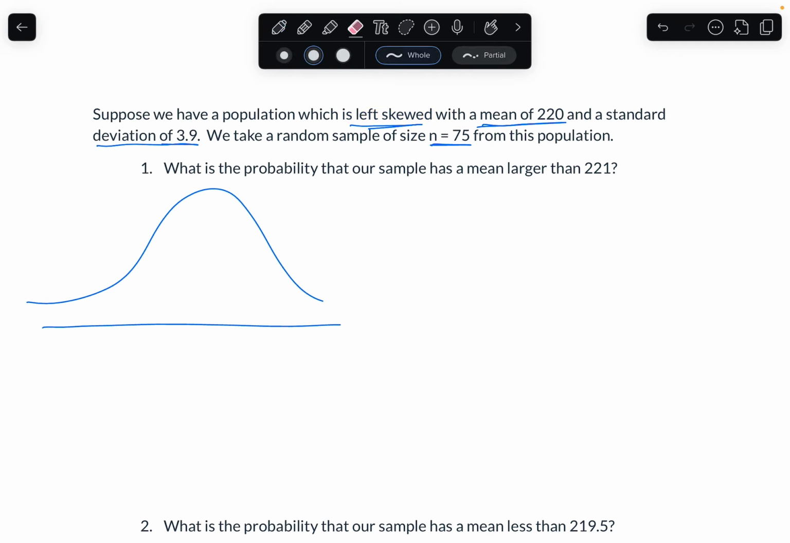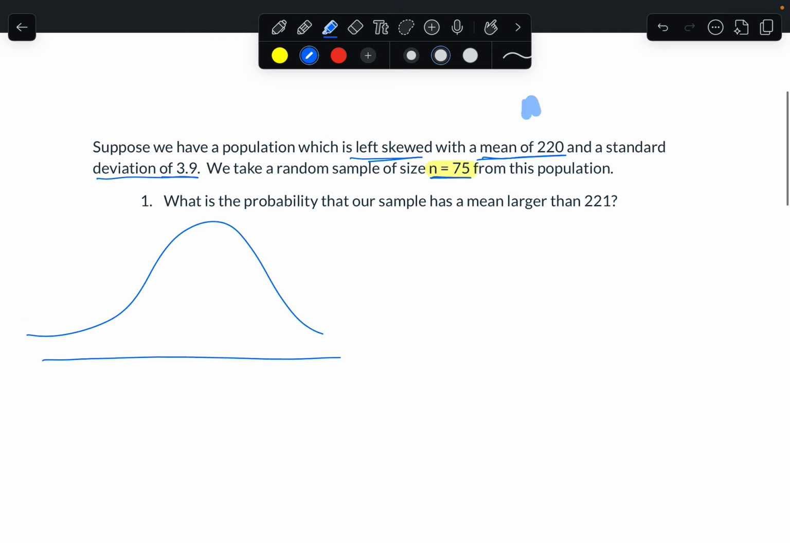But the central limit theorem for means says if we take a random sample of size large enough, and the cutoff that we use for these problems is n should be greater than or equal to 30, then we don't really care about what the underlying population looks like. We just care that our sample size is large enough. In this case, n is 75. That is certainly greater than or equal to 30. That means that we're good to go.